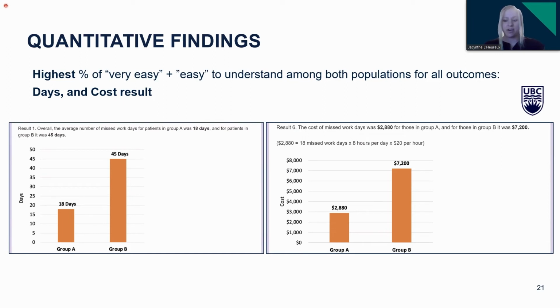using days and cost. Using the absenteeism outcome as an example, the format of these results was: overall, the average number of missed work days for patients in group A was 18 days, and for patients in group B, it was 45 days. And the cost of missed work days was $2,880 for those in group A, and for those in group B, it was $7,200.